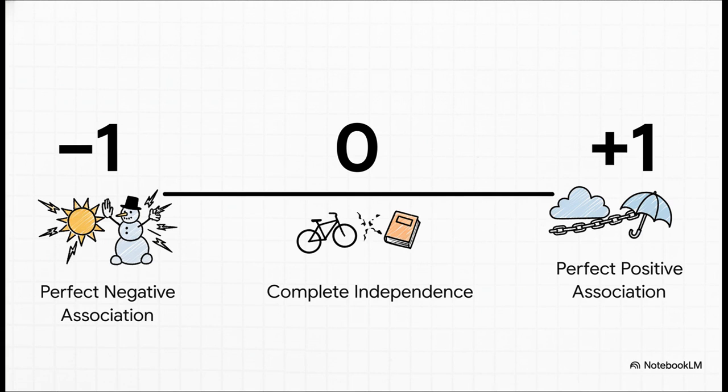It's super straightforward. If Q is +1, it's a perfect positive link. If you have one attribute, you always have the other. If Q is -1, it's a perfect negative link. If you have one, you never have the other. And the magic number? 0. If Q equals 0, there is absolutely no link. None whatsoever. They are completely independent.